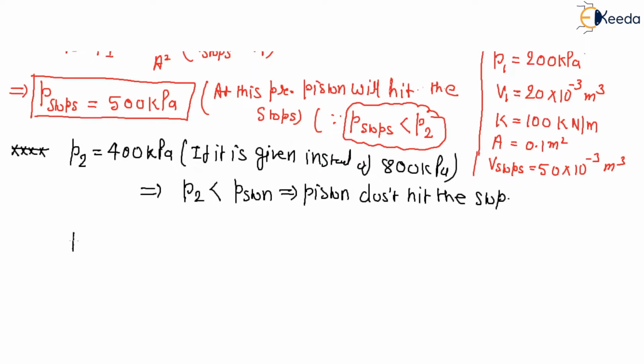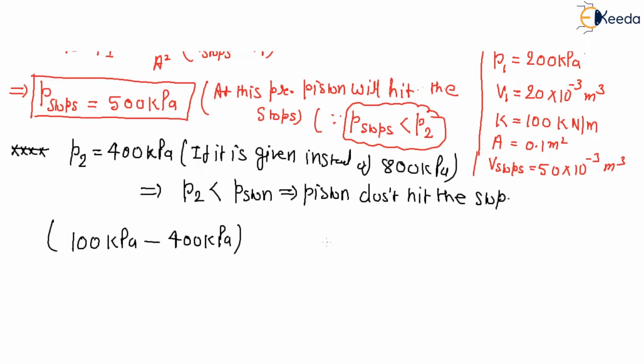So from 100 kilopascal to 400 kilopascal, this is not at the piston, right? If you increase the pressure, again it will compress the linear spring. So when it reaches 400 kilopascal, its volume will increase, but it will not hit the stop. So this is like that.